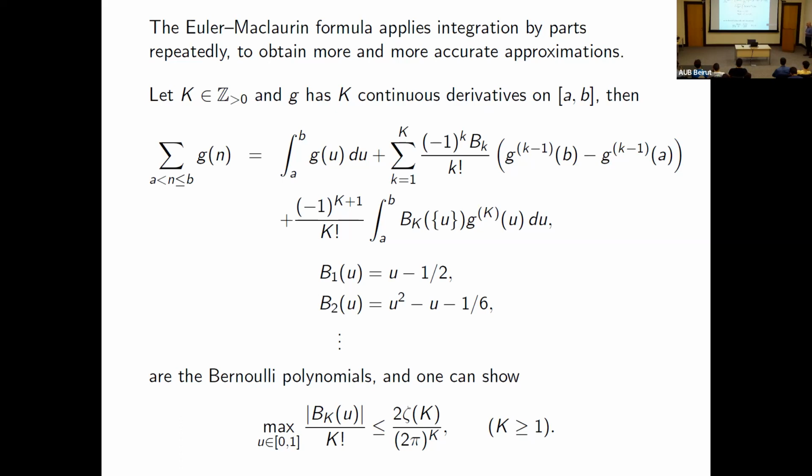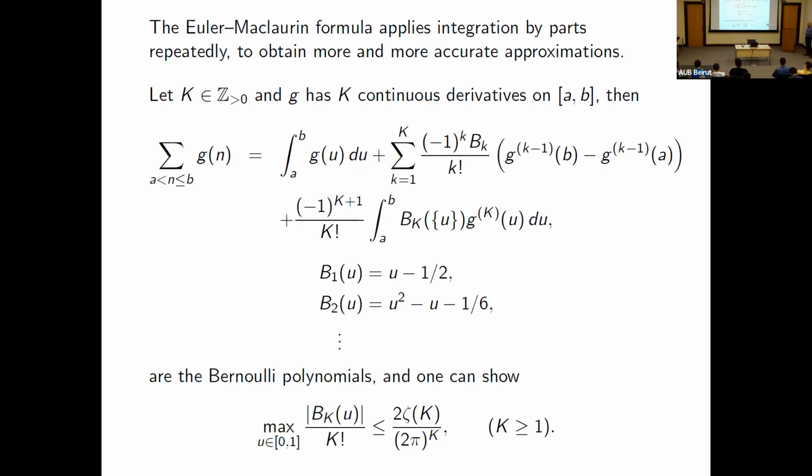And then you still have this remainder term, which looks hard to compute, right? And in that remainder term, you have something called the Bernoulli polynomials. And here are the first few Bernoulli polynomials. The basic observation is that the integrand here consists of the kth derivative of g multiplied by the Bernoulli polynomial.